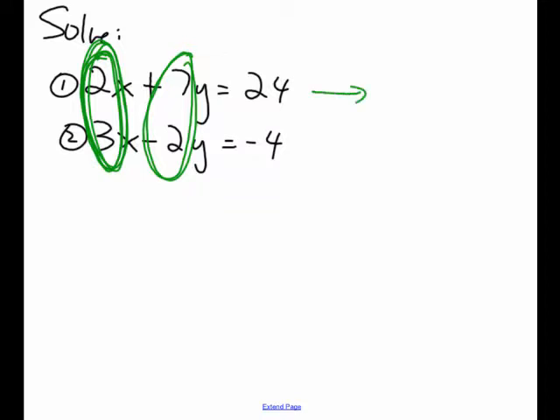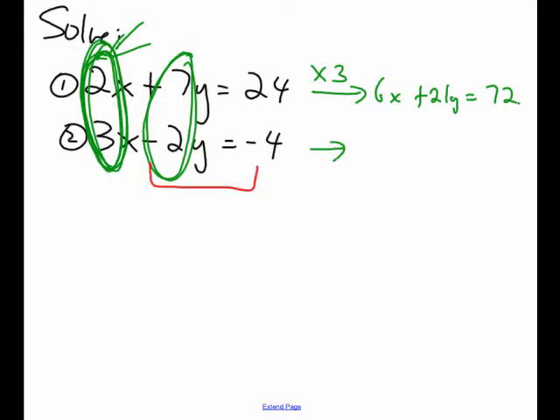So if I were to take this equation and multiply both sides by 3, that would create a 6 in that position. Okay, so I'm multiplying both sides by 3, as I said: 6x plus 21y is 72. And on this equation, if I multiplied both sides by 2, that would cause a 6 to appear here. So let's multiply both sides of that equation by 2: 6x minus 4y is negative 8.